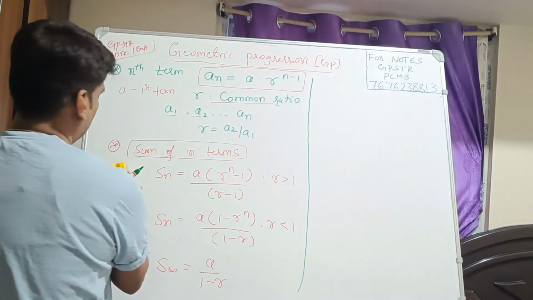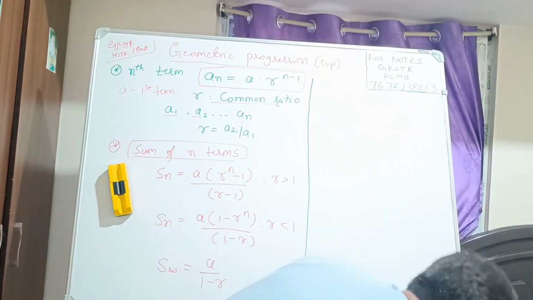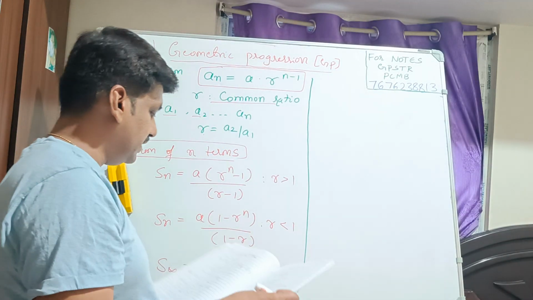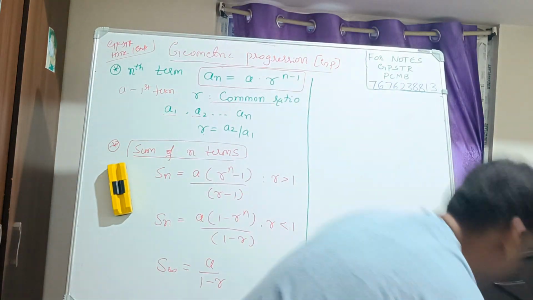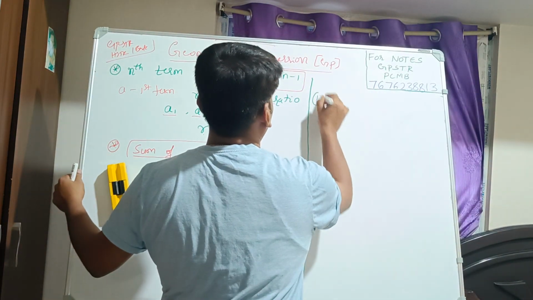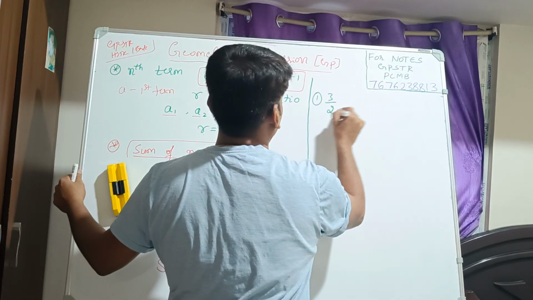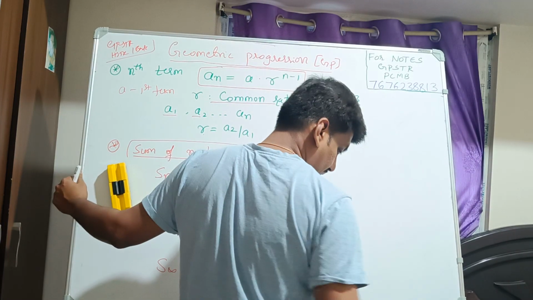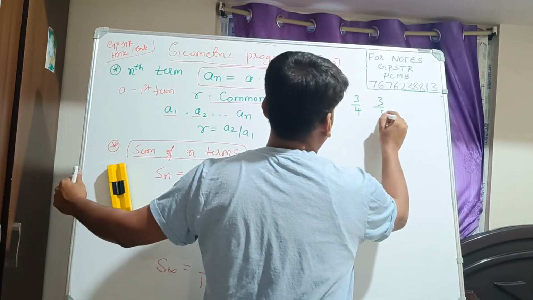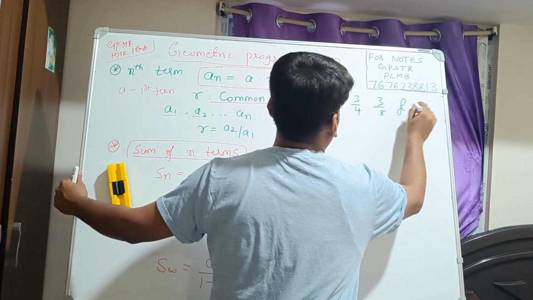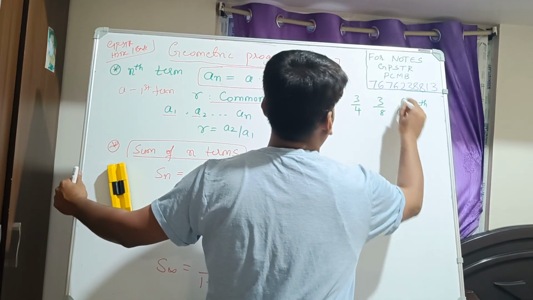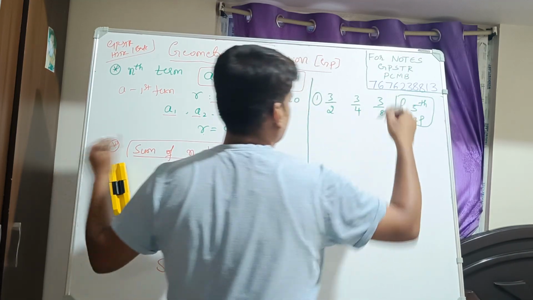So how to take the problem? I will take the first problem. First problem: 3 by 2, 3 by 4, and 3 by 8. Find the fifth term in the geometric progression. So this is the question.